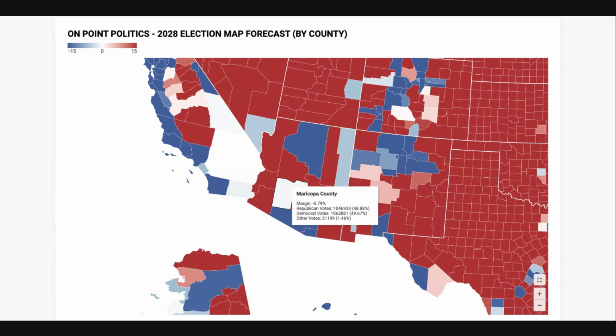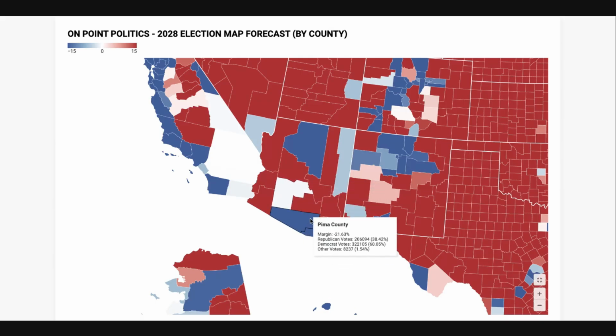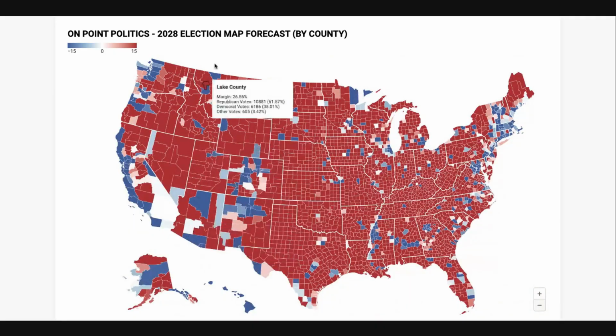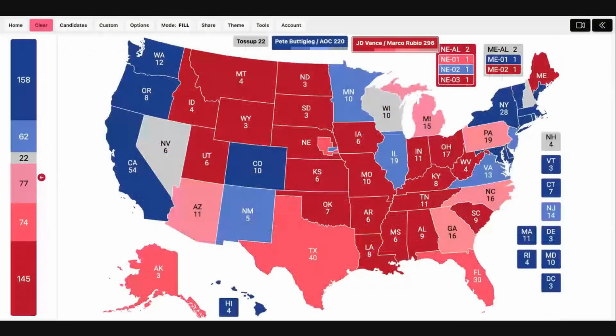But really, Vance doesn't lose votes here. It's really just Buttigieg turns out a little bit more people, and both candidates get about 1 million votes in the county, making it one of the highest turnouts you've ever seen in the state of Arizona. But that's really where that is coming into play. Georgia, we already discussed that and its shift.